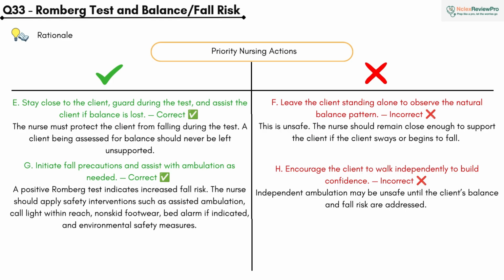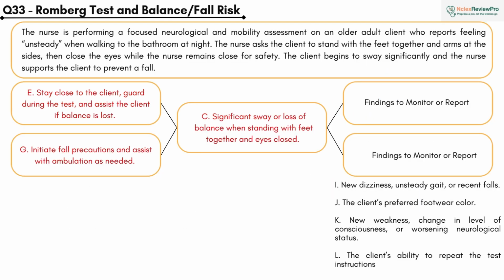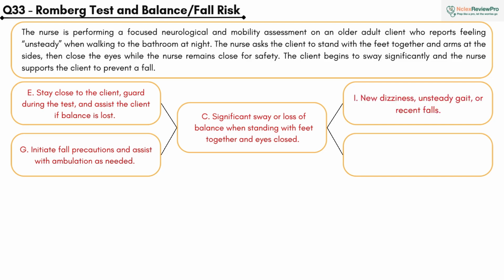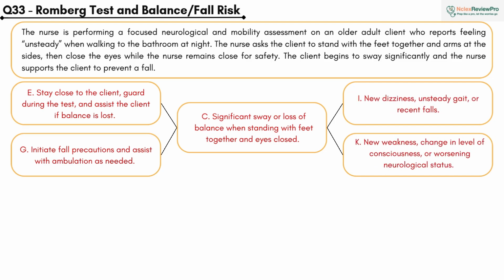Option G is also correct because a positive Romberg test increases concern for fall risk. The nurse should initiate fall precautions and assist with ambulation as needed. Option F is unsafe because leaving the client standing alone can lead to a fall. Option H is also unsafe because independent ambulation may not be appropriate until the client's balance and fall risk have been addressed. For the findings to monitor or report, the correct answers are option I and option K.